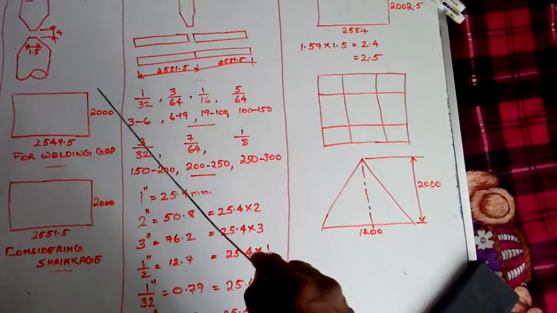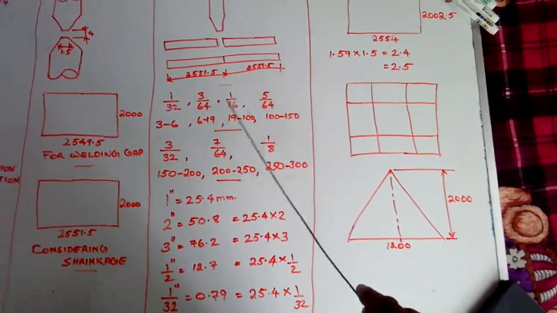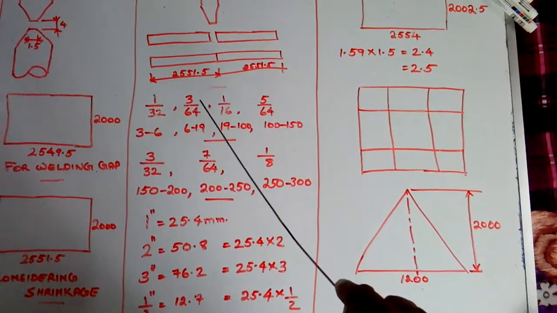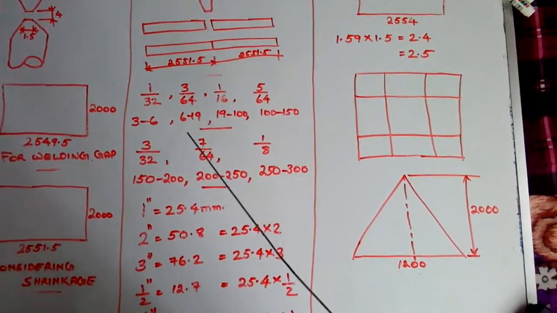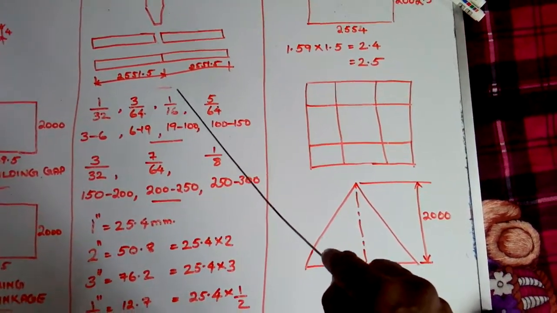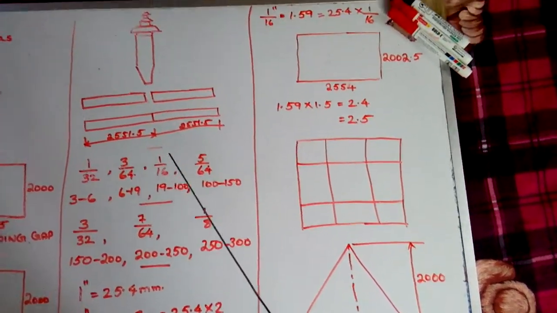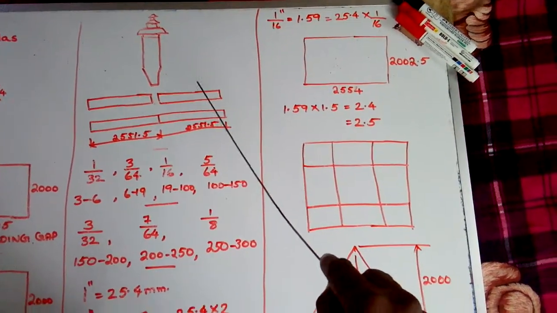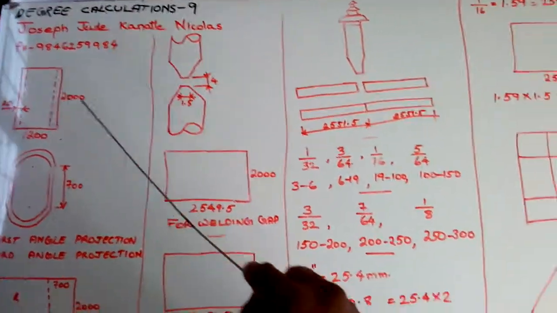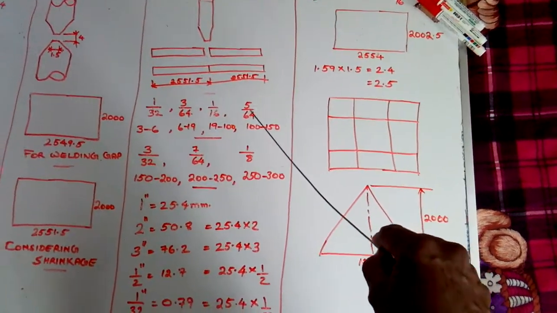And check all the measurements. I am not describing it. You can just read and realize it. 1/32 inch is used for cutting 3 to 6 mm plates, and the 3/64 nozzle is used for cutting 6 to 19 mm plates. This 1/16 nozzle, it means 1/16 inch diameter nozzle, is used for cutting 19 to 100. It will be applicable for cutting our material because our material is 20 mm. This 20 mm comes in between 19 and 100. And the next bigger one is 5/64 inch.